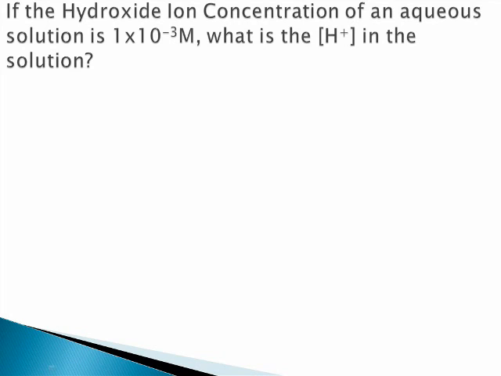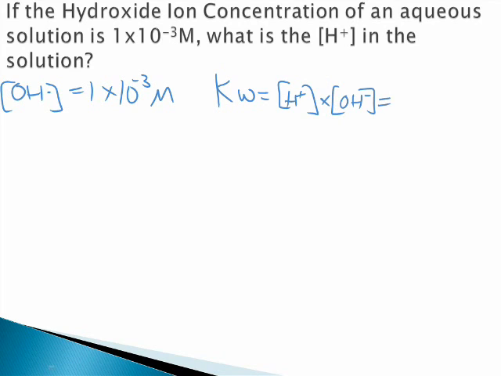If the hydroxide ion concentration of an aqueous solution is 1 times 10 to the minus 3 moles per liter, what is the concentration of hydrogen ions in the solution? So let's write down what we're given. The hydroxide ion concentration is 1 times 10 to the minus 3 moles per liter. We don't have the hydrogen concentration, but what we do know is Kw equals the concentration of H times OH, and that equals 1 times 10 to the minus 14.